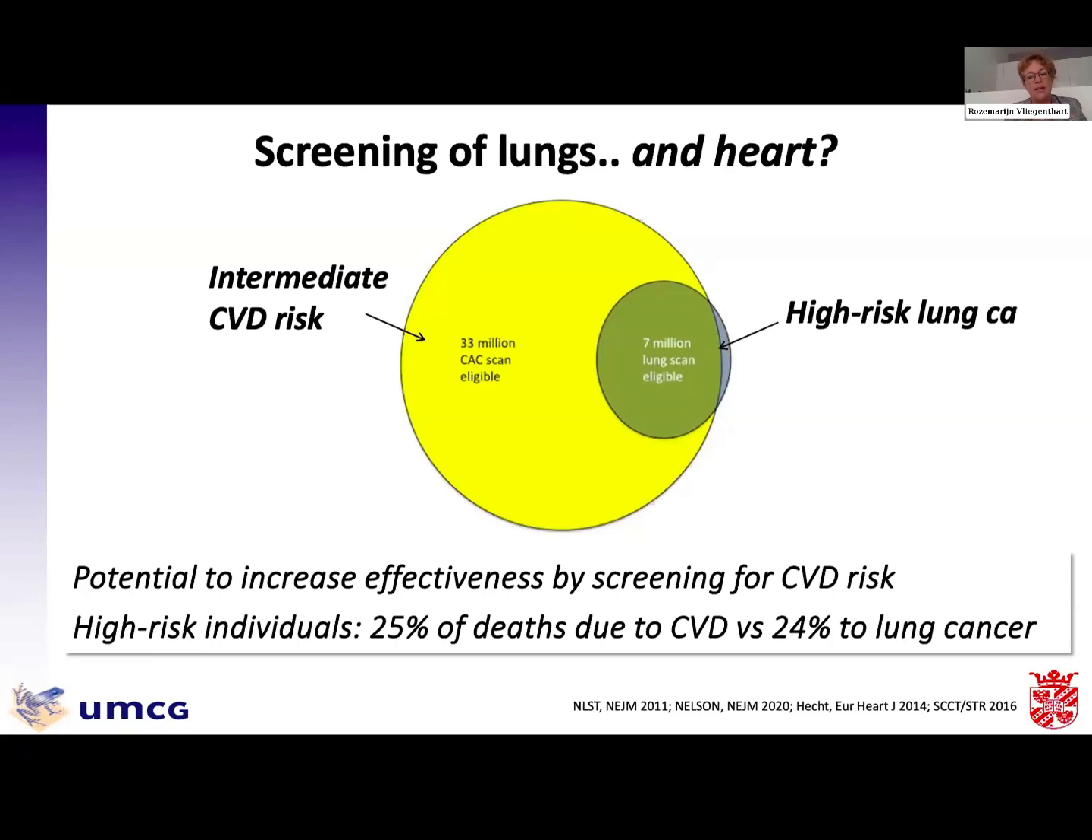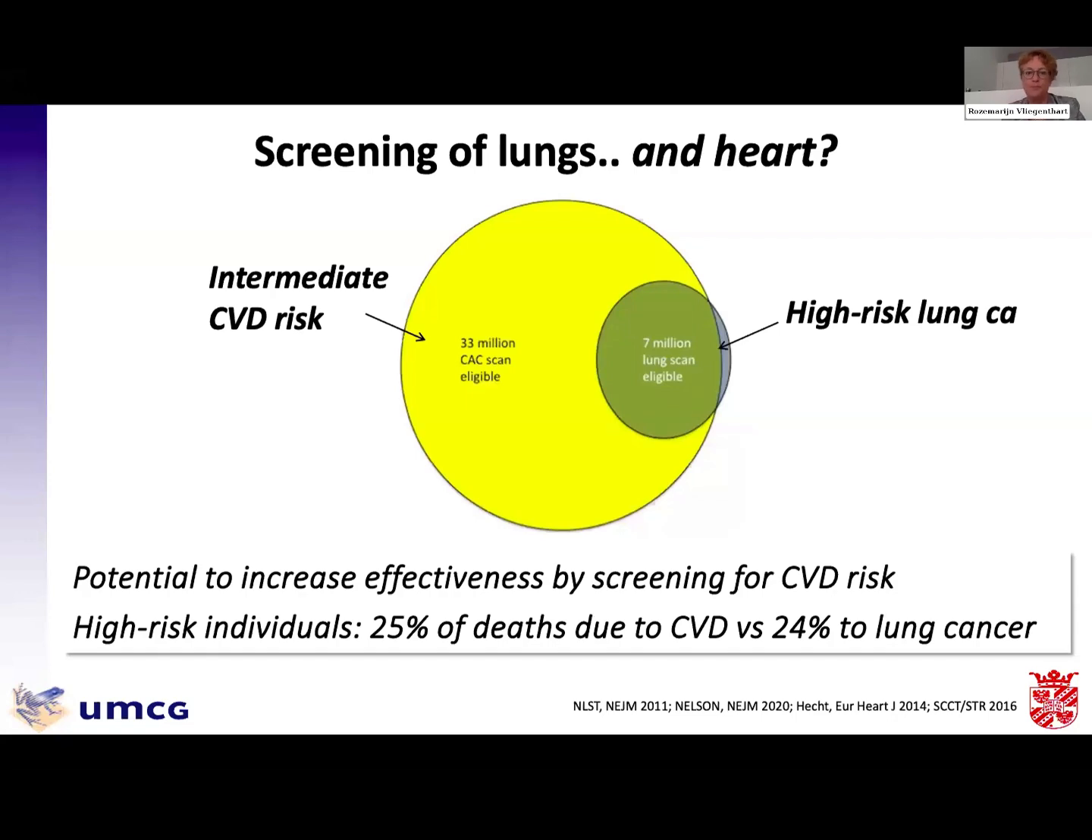So in lung cancer screening, it is less important to rule out those with a calcium score of 0, because in this setting, you're really looking for those who have an elevated risk of cardiovascular disease, so you can start statins. So that means that we should be focusing on those who have a calcium score of 100 or more.